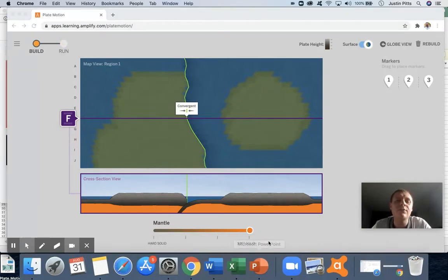Now, if I look a little bit lower, I see that my mantle right now is set to soft solid. Recall that fossils in Earth's outer layer are made of hard solid rock. Scientists know that. But this mantle, we're going to make some predictions about it. Let's leave it at soft solid first. I'm going to run my plate motion simulation, and we're going to see what these plates do when they converge on soft, solid mantle.